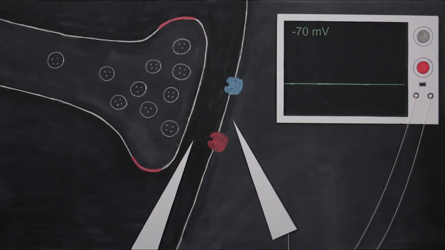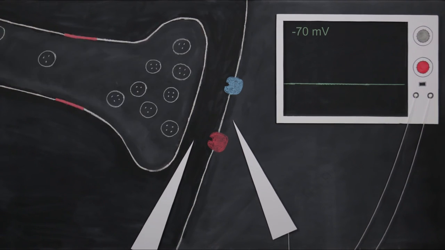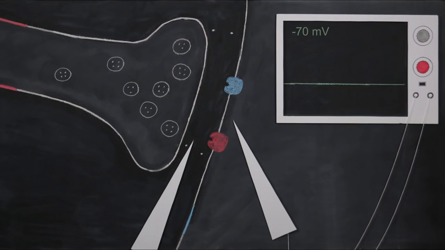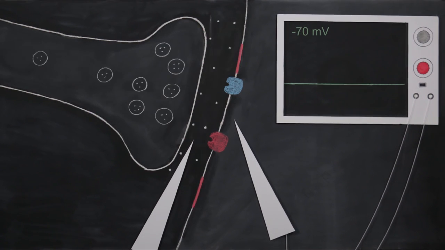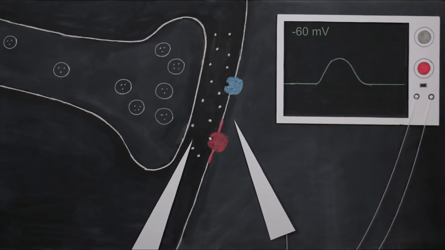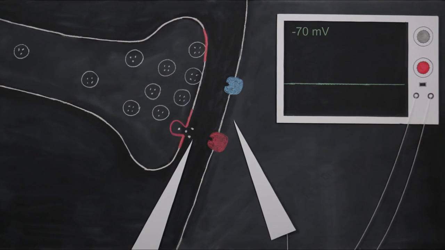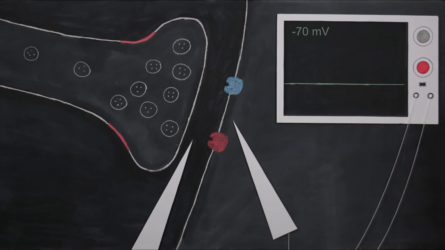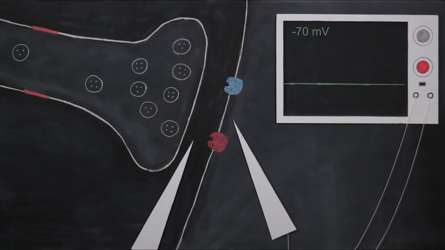EPSPs and IPSPs travel passively from their sites of origin on the postsynaptic membrane in much the same way that electrical signals travel through an electrical cable. And the speed of transmission of postsynaptic potentials is so rapid that it can be considered as instantaneous.